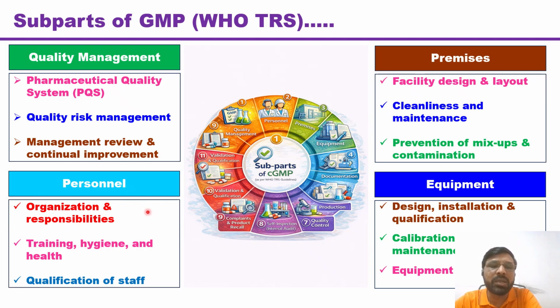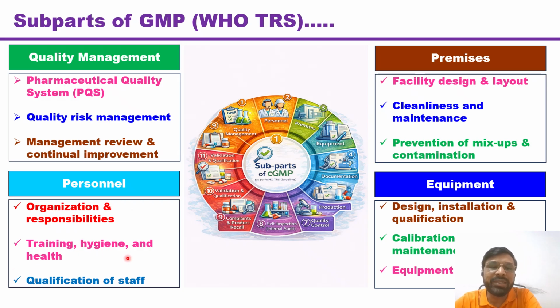The next one is personnel. Under personnel, we have to see organization and responsibilities, training, hygiene and health, and qualification of the staff. As I said, there are multiple departments involved in the factory or manufacturing sector. So many people are involved, so it would be good if we define the responsibility of each and every individual, so that we can take accountability for that particular work.